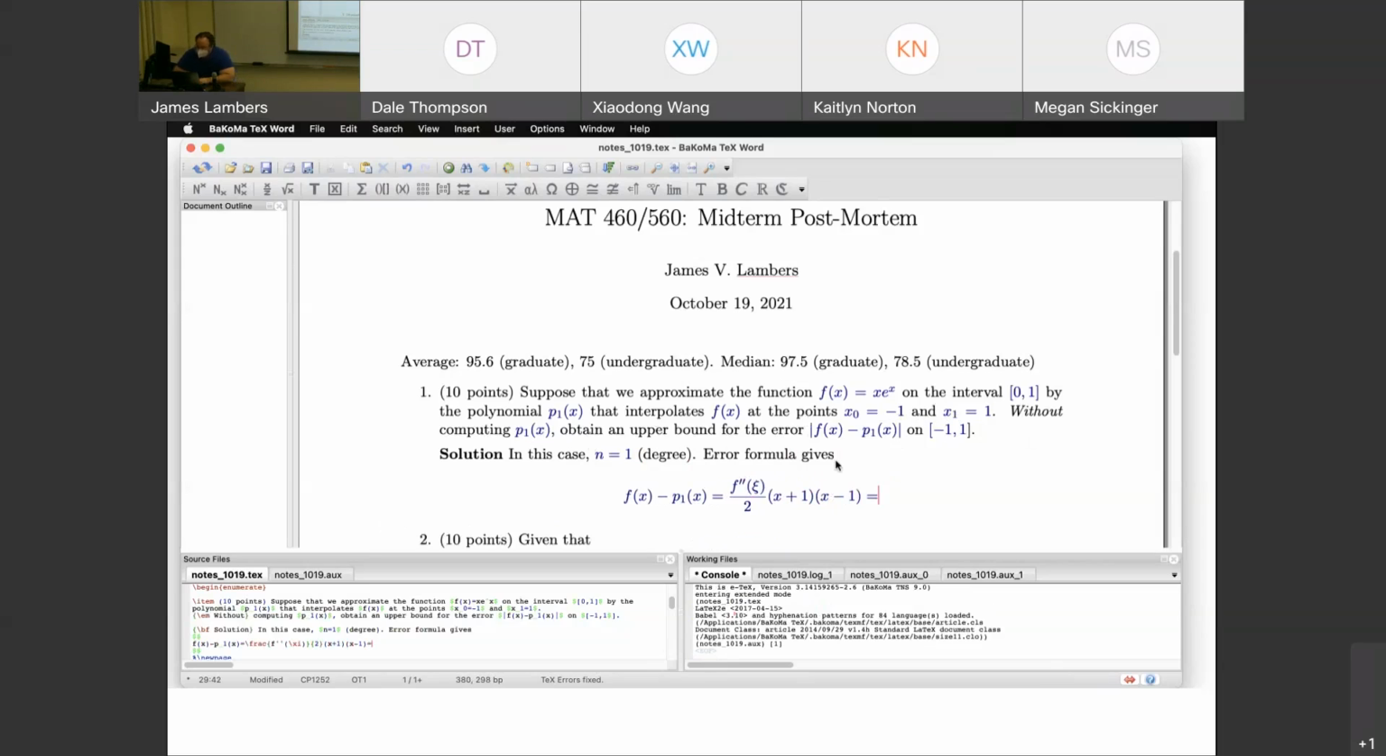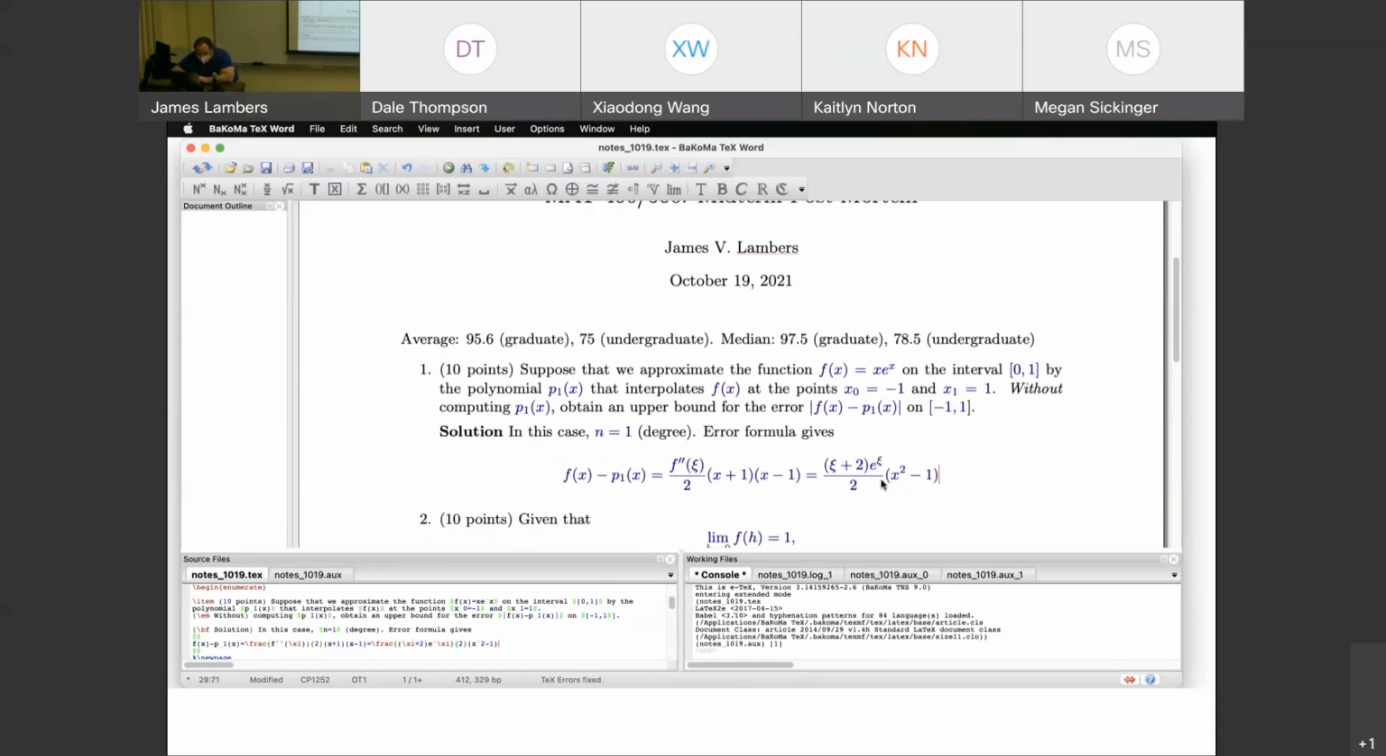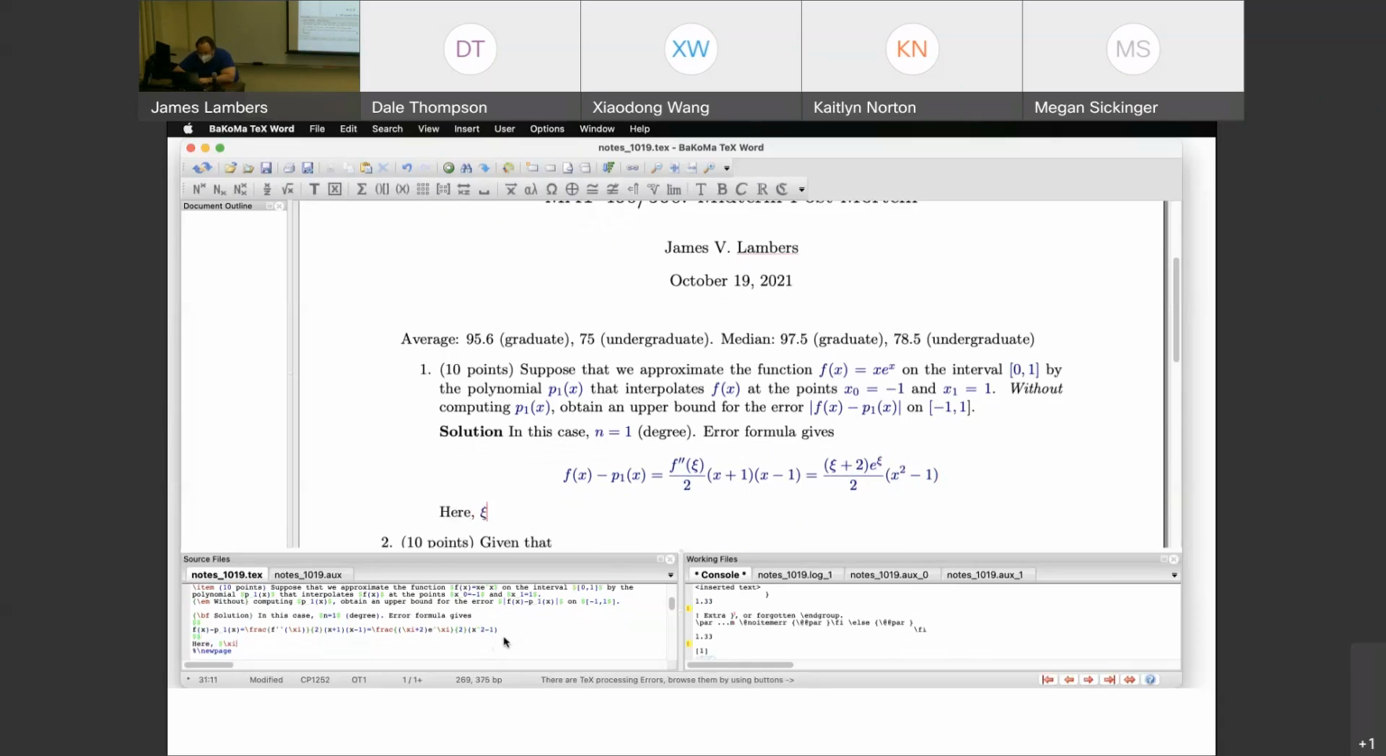Okay, now in this case, you use a product rule to take the second derivative. And when you do that, I'll just cut to the chase here, we get xc plus 2 e to the xc, and then times x squared minus 1. And xc has to belong to an interval containing the interpolation points, so from -1 to 1. And the problem asks for an upper bound for the error on -1 to 1. So x is also confined to this interval.